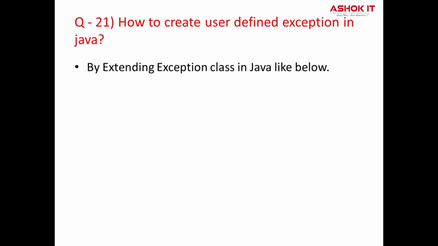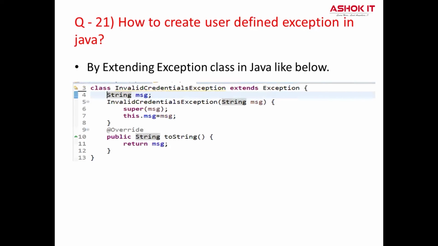Java provides us the facility to create our own exception, which are basically derived classes of exception. You can observe in this program, this InvalidCredentialException class extends Exception. So, what is InvalidCredentialException? It is our custom exception. Creating our own exception is known as a custom exception, or it is also called a user-defined exception. In this case, InvalidCredentialException is our user-defined exception.